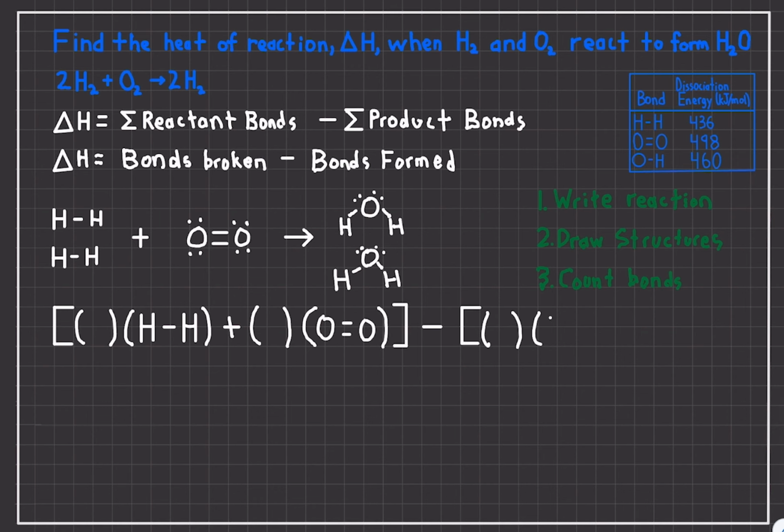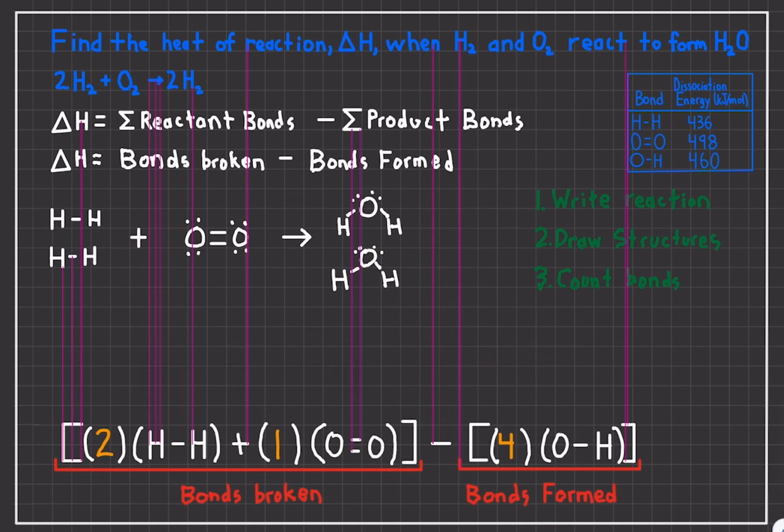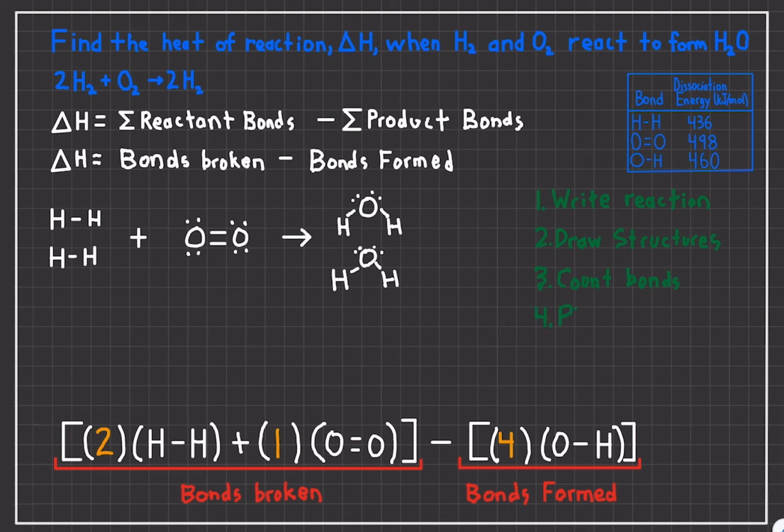So for bonds broken, we have 2 hydrogen-hydrogen bonds and 1 oxygen-oxygen double bond. For bonds formed, we have 4 hydrogen-oxygen bonds. Next, we can plug in the bond dissociation energies from our table. So for hydrogen-hydrogen bonds, we can plug in 436 kilojoules per mole. For oxygen-oxygen bonds, we can plug in 498 kilojoules per mole, and 460 kilojoules per mole for hydrogen-oxygen bonds. Now, all we need to do is solve this equation, and we'll find that the heat of reaction is negative 470 kilojoules per mole of reaction.